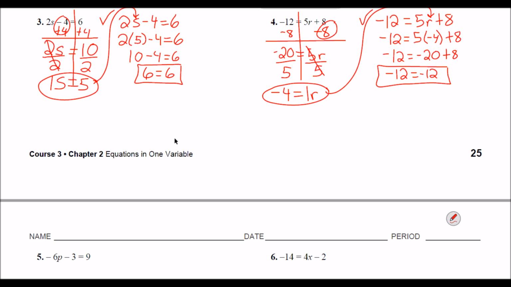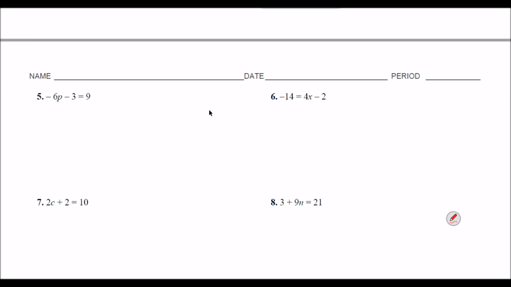Okay? All right. Moving on here. Number 5 on the back.